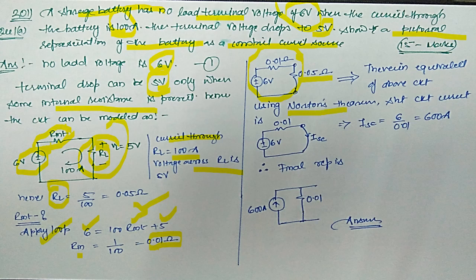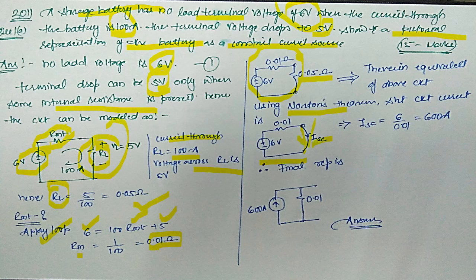So apply Norton's theorem. For that, what you need to do is remove this load resistance and then apply a short circuit to it. So this is the Norton equivalent model of the given question. I have applied a short circuit here, and I am calculating ISC, the short circuit current of the circuit.